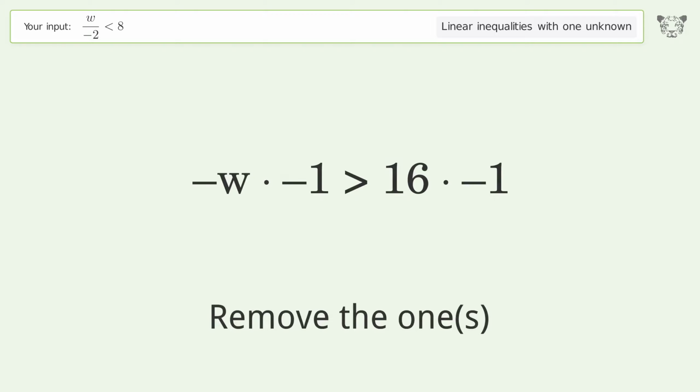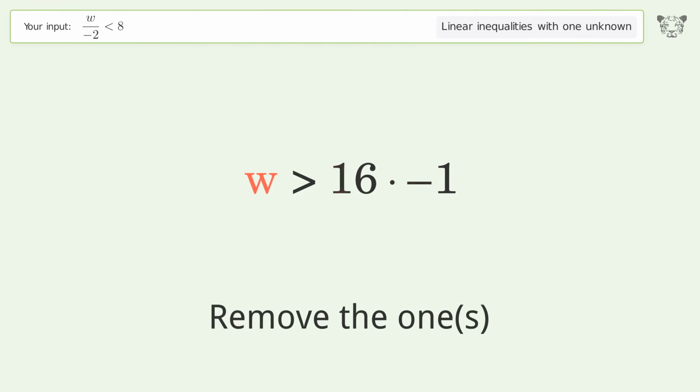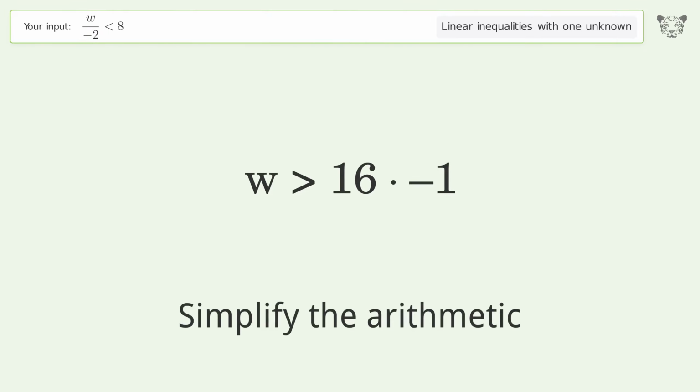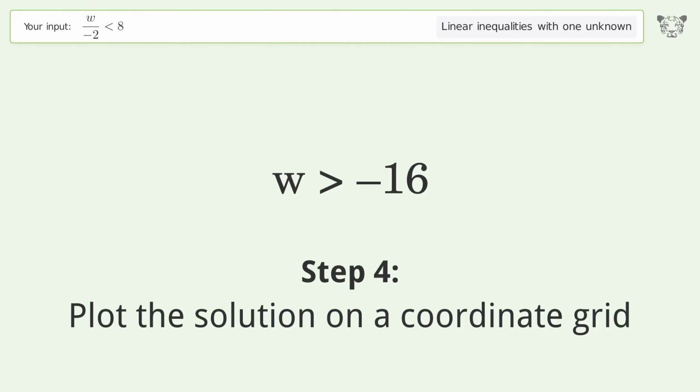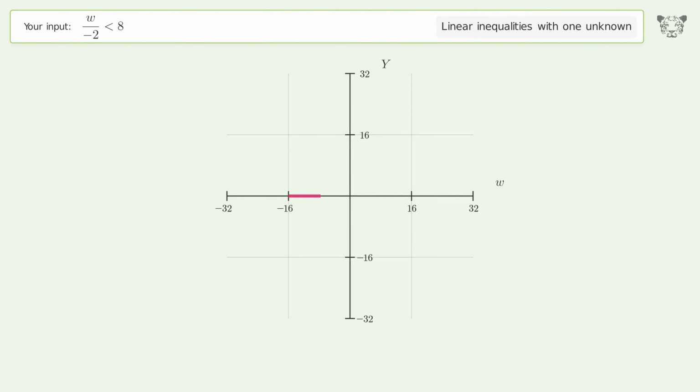Remove the ones. Simplify the arithmetic. Plot the solution on a coordinate grid. And so the final result is w greater than -16.